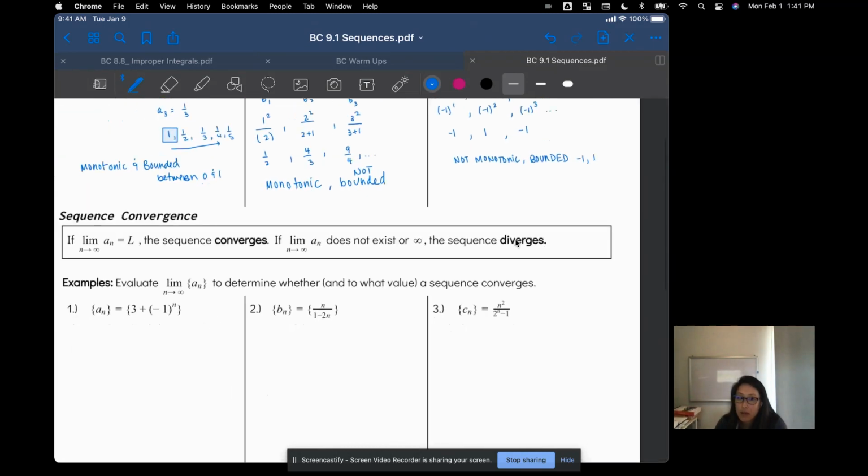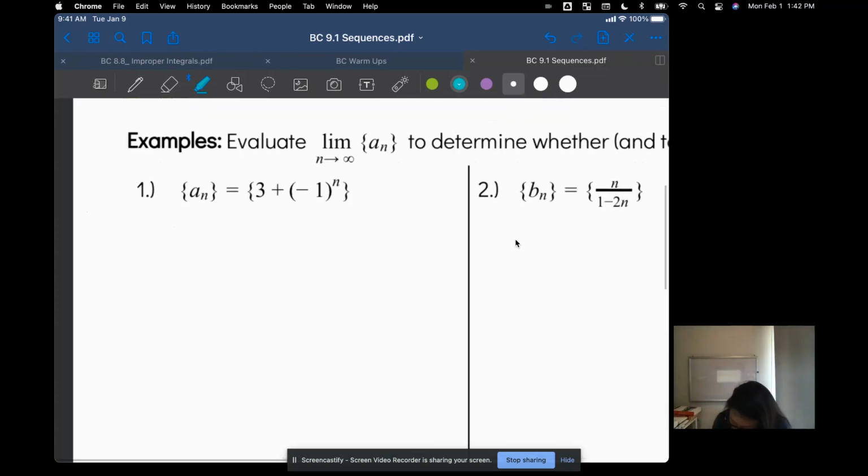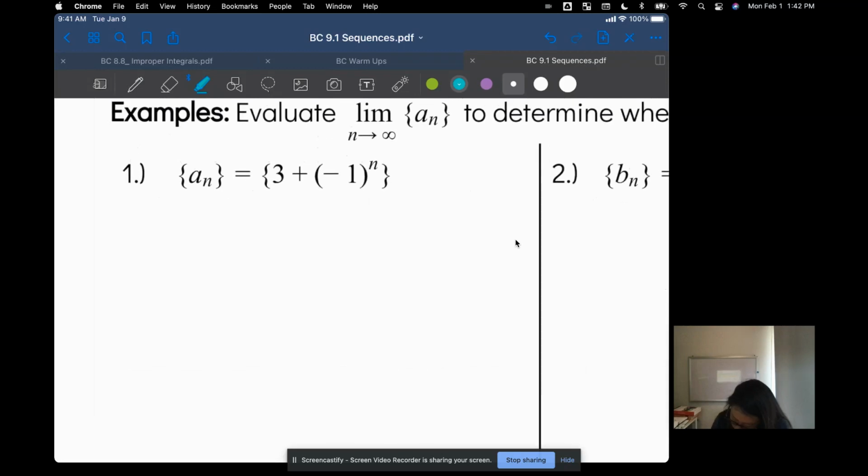The next thing about a sequence that we are finding out is that we can tell if a sequence converges or diverges. If it converges, it's going to a value, and if it diverges, then it's increasing without bounds, or it oscillates so that it doesn't approach a value. The way we can figure this out is if the limit of your sequence approaches a value, then it converges. If it does not, or reaches infinity, then it diverges. So converge to a value, diverge not to a value. We're going to figure out whether these sequences converge or diverge and what value they converge or diverge to.